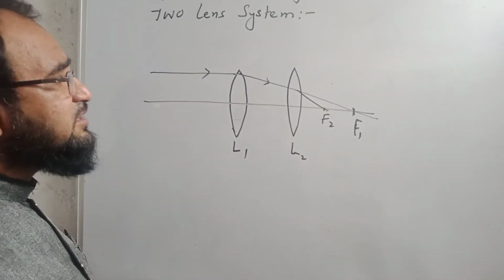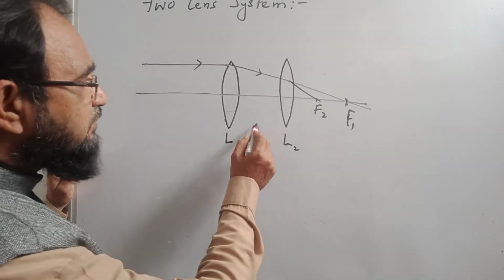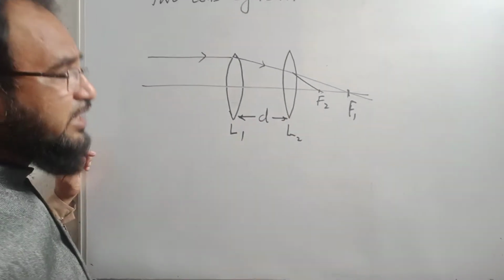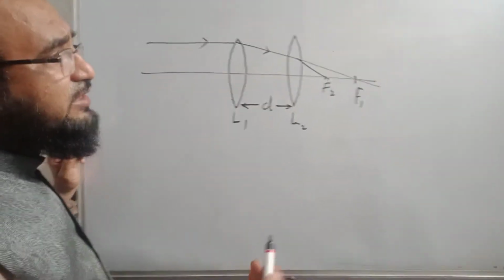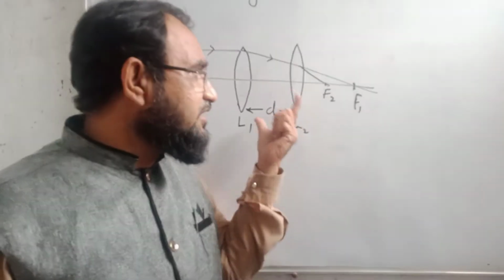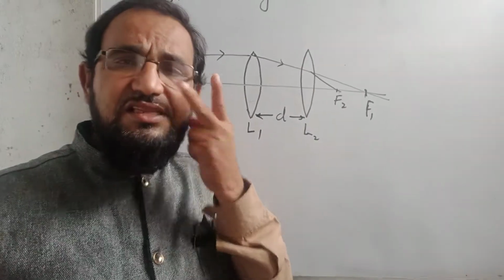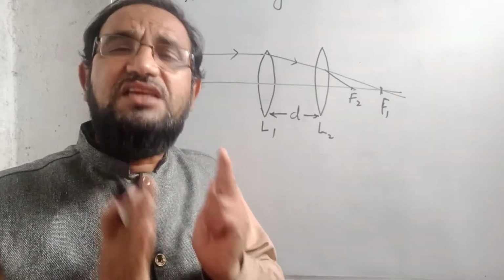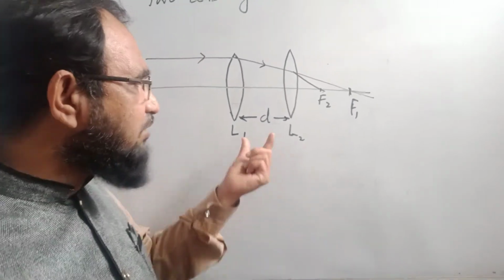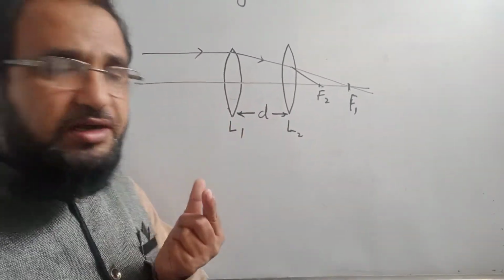So let us consider that the distance between these two lenses is small d, and we are going to find the equivalent focal length of this system. These lenses are considered thin lenses, having different focal lengths and separated by a distance small d.